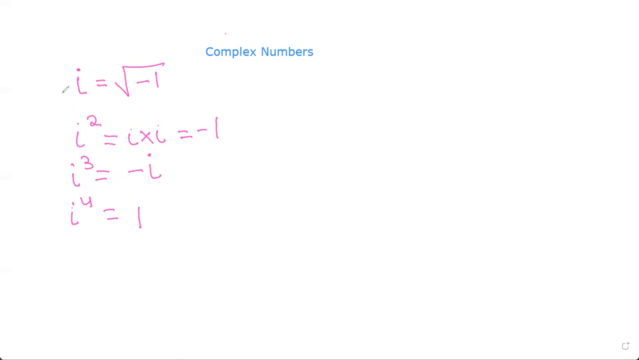So now that we know the values of i squared, i cubed, and i to the power of 4, the values of this just keep repeating. Let's look at adding and subtracting complex numbers.